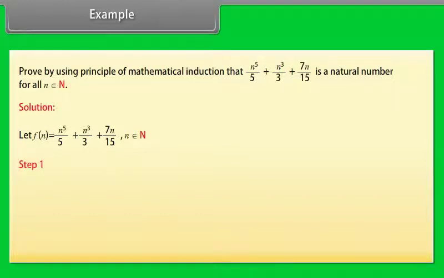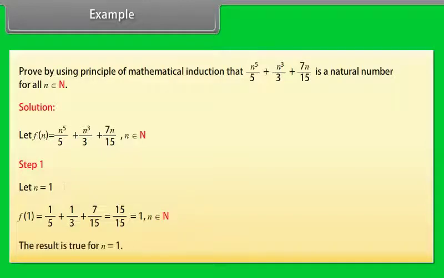Step 1. Let n equal 1. f(1) is equal to 1 by 5 plus 1 by 3 plus 7 by 15, which is equal to 15 by 15, which is equal to 1, and 1 belongs to N. The result is true for n equal to 1. Step 2. Let the result be true for n equal to k.